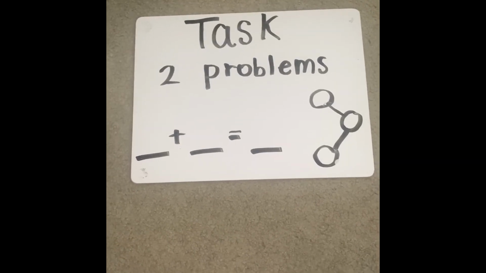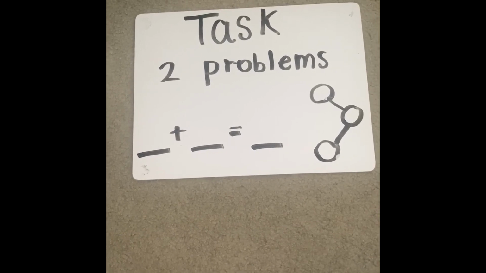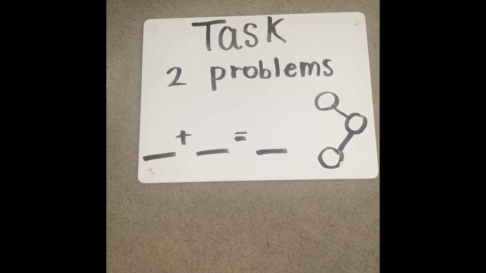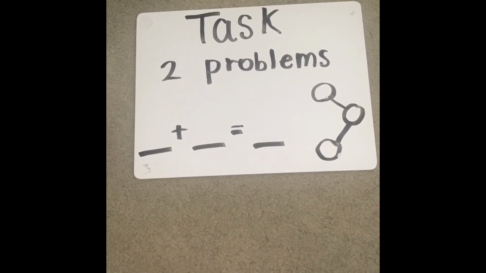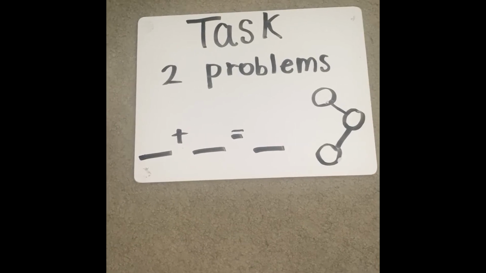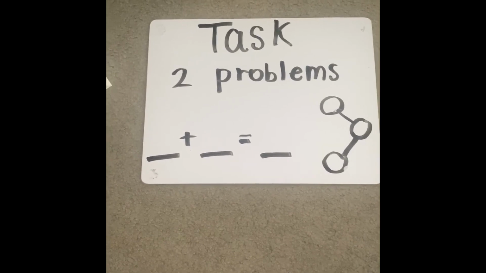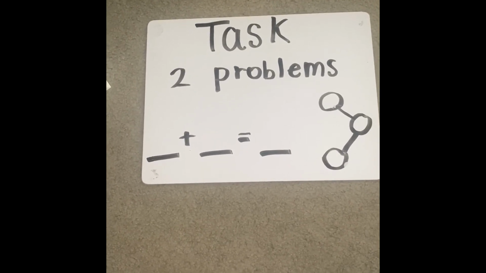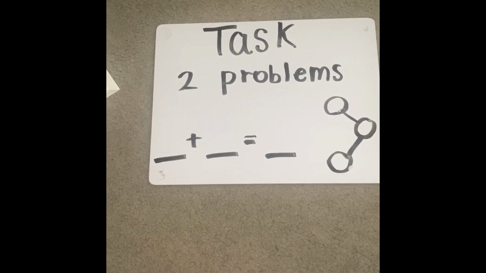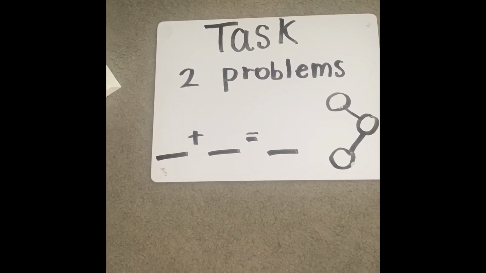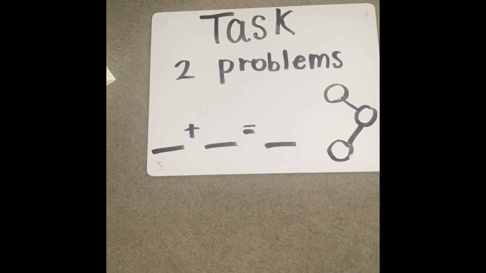There are 6 animals. 4 are tigers and 2 are lions. Fill in the number bond and the number sentence. All right, and problem number 2. There are 8 trees. 5 are palm trees and 3 are apple trees. Fill in the number bond and the number sentence to match.